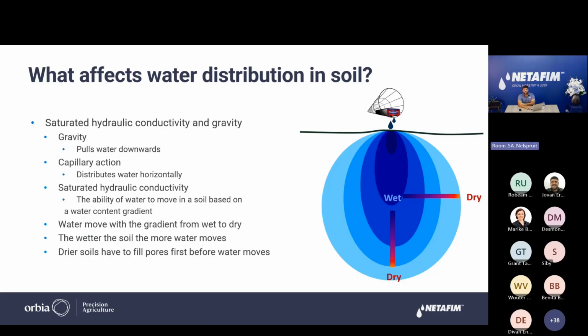Then we can look at saturated hydraulic conductivity and gravity. Let's start from the top. Gravity, we all know how gravity works, and it also has a major effect on water. That effect doesn't stop at the soil surface. Even inside the soil, gravity pulls your water downwards. Then you have capillary action, which helps with the horizontal distribution of the water.